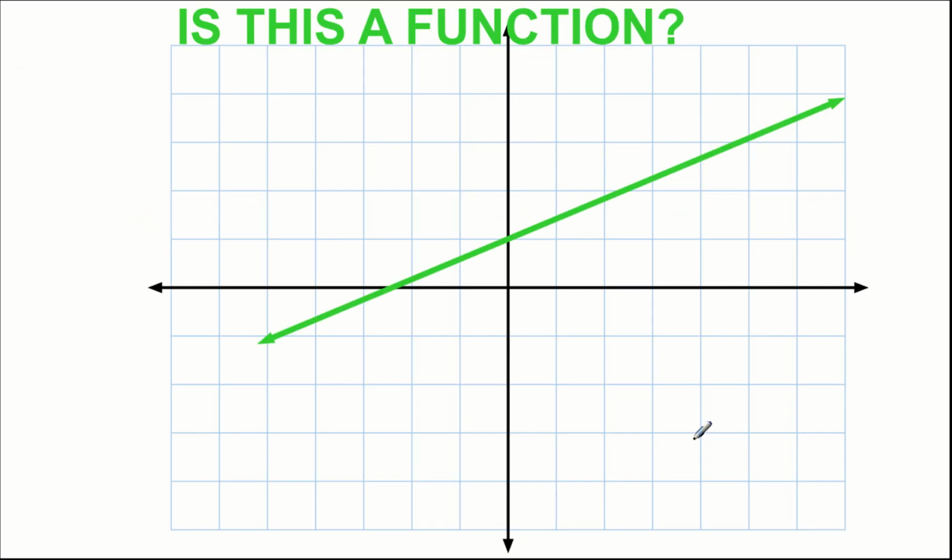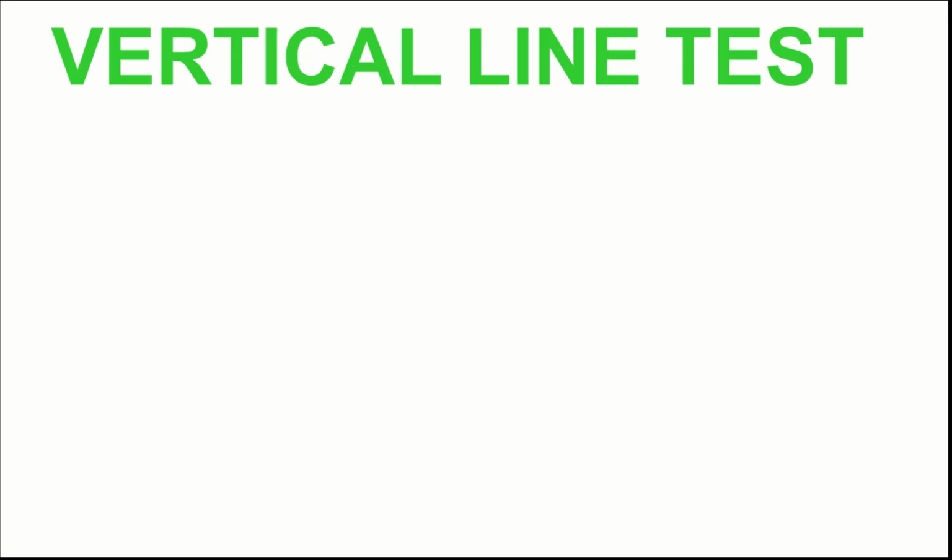So we have to be able to tell if graphs are functions or not also. So this line here, we're going to be able to tell if it's a function or not, okay? The way we do that is by what is called the vertical line test. Horizontal, like the horizon, is left to right. Vertical is up and down. So we're going to use a vertical line.